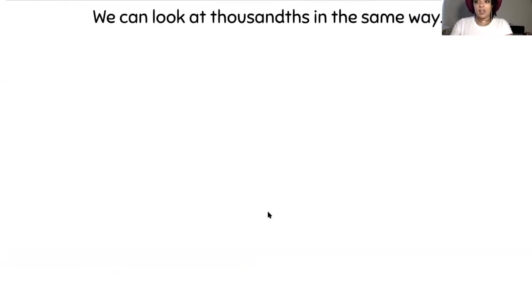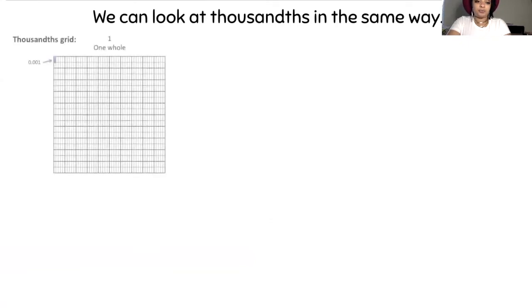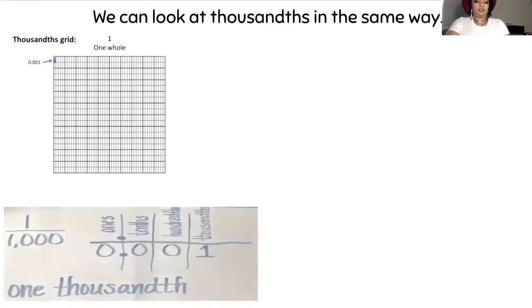We can do the same with our thousandths. Again, we have one whole, and inside of each of our hundredths, there are 10 more tiny little boxes, and we call those thousandths. You see in this picture here, we have one of those boxes shaded in, so it would be 1/1000th.